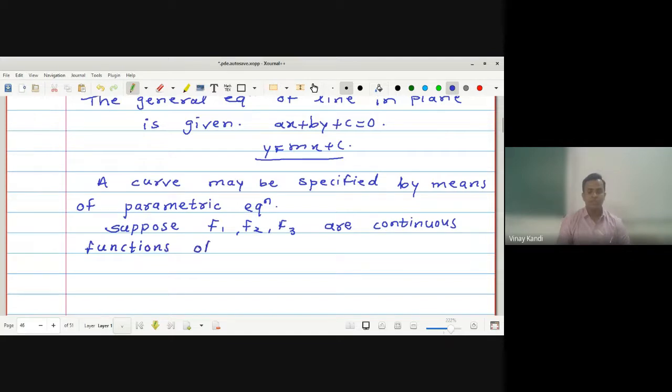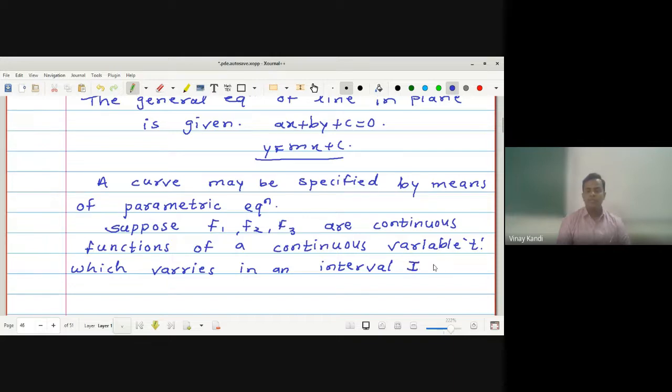of a continuous variable t, which varies in an interval I, which is a subset of R.